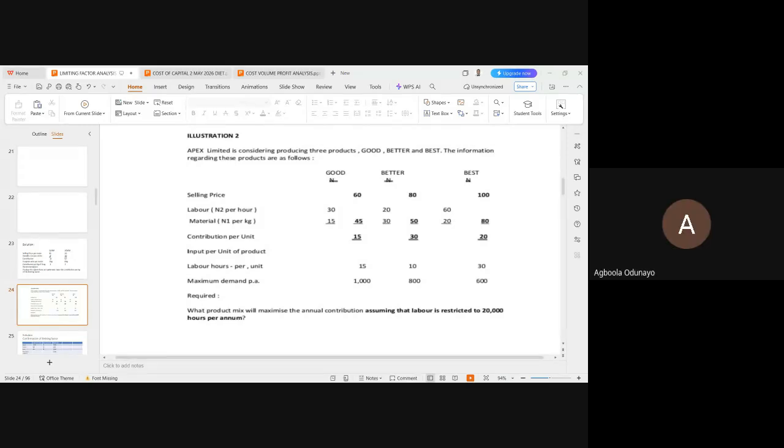The shortfall is 21,000 hours. So this is a confirmation that labor hour is a limiting factor. We don't have sufficient hours to meet our demand. Therefore, labor is a limiting factor.